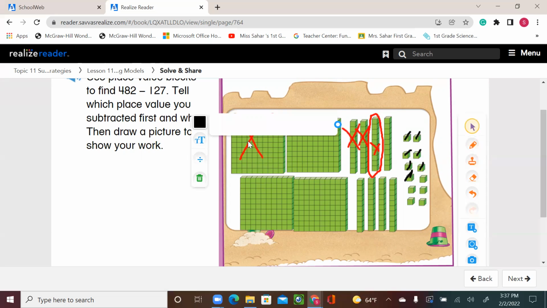So let's write this down. So 482 minus 127 equals 300. 5 tens, 1, 2, 3, 4, 5, and 5 ones.